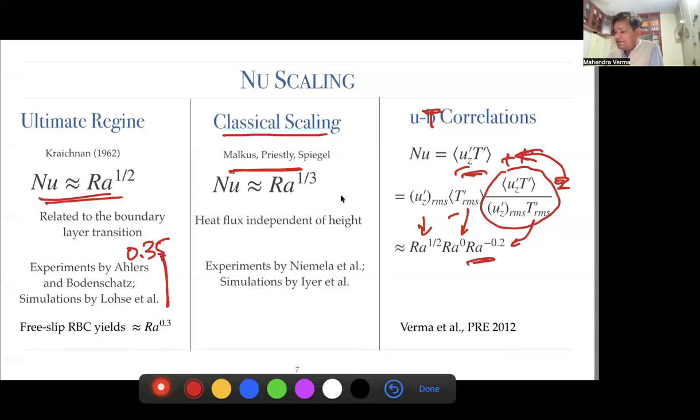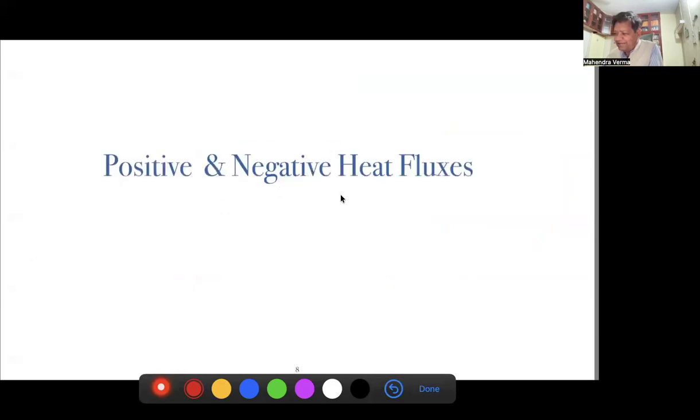Now, this we published in 2012. We didn't really know why it is so, but now we know why it is so. It's because of negative heat fluxes. And together, half minus 0.2 gives you 0.3. So this is observed. Okay. So we are revisiting this theory, which was done around a decade back.